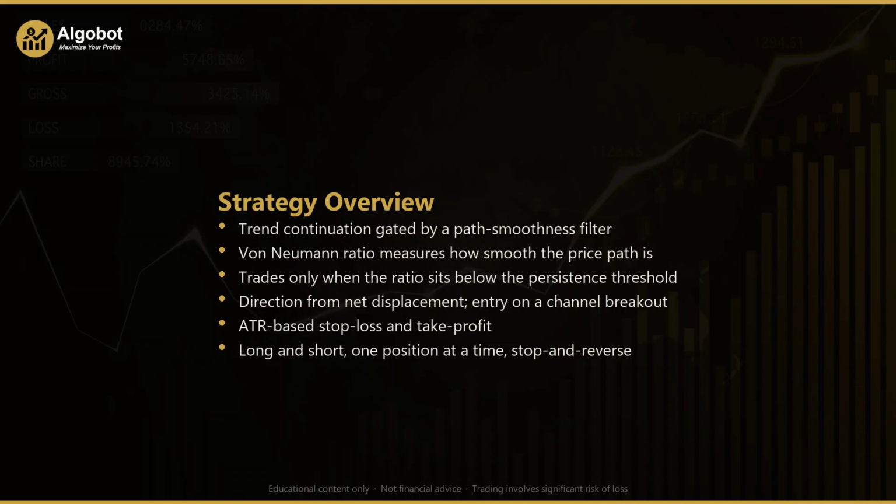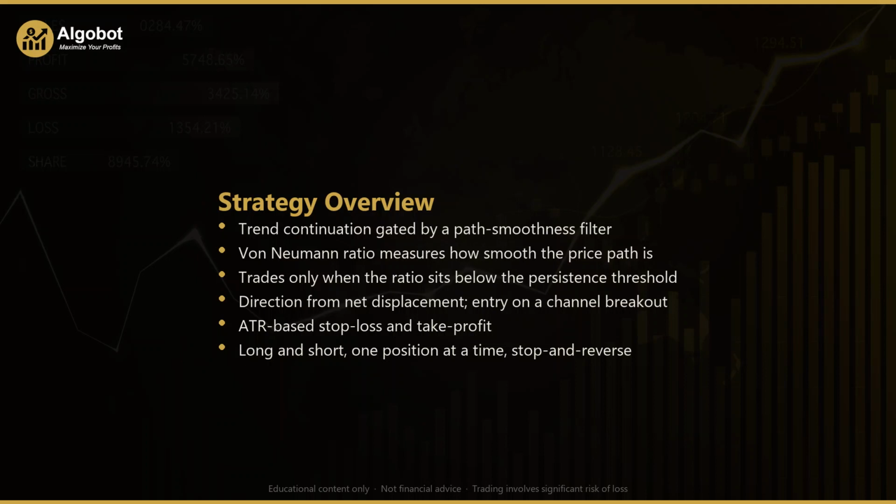When a market is choppy and whipsawing, each step is large relative to a modest spread, so the ratio climbs toward 2 or higher. This expert advisor treats a low von Neumann ratio as permission to trade and a high ratio as a reason to stand aside.